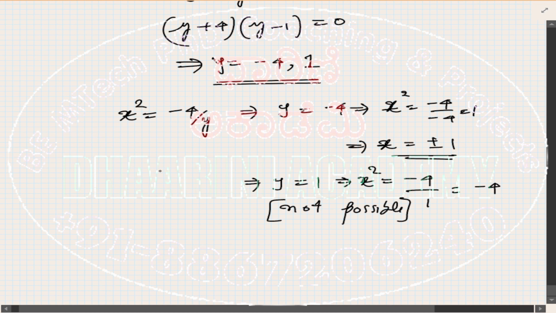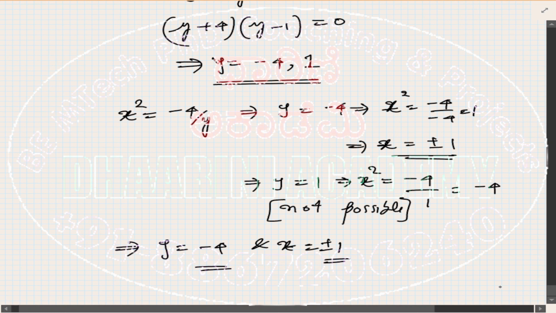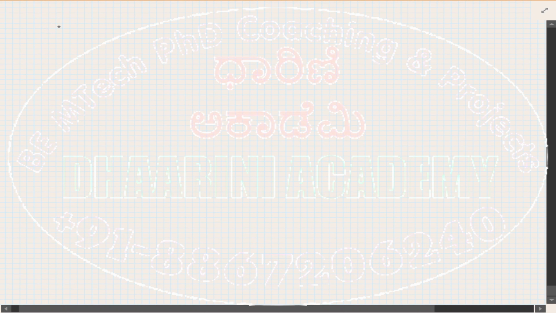So the required answer is y is equal to minus 4 and x is equal to plus or minus 1. All right, so this is the required answer. All right, moving on to the next question.